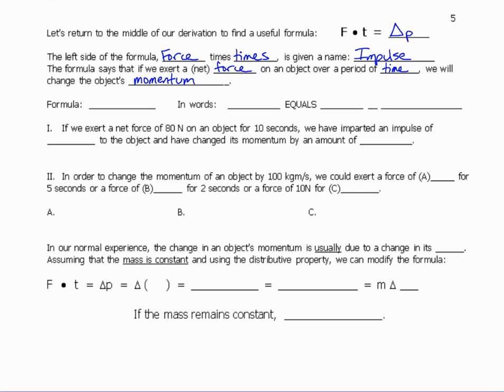The formula here, force times time equals delta P, and in words, force times time is impulse. Impulse equals change in momentum.